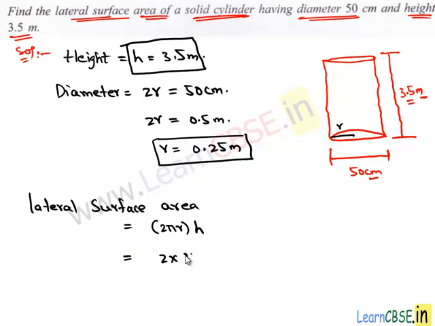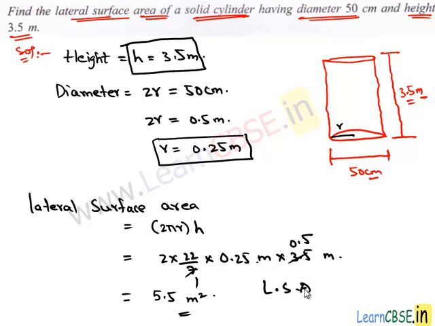Let's substitute their values. We have the value of pi, which is 22/7, and radius is 0.25 meters and height is 3.5 meters. If you look at the numerator and denominator, 7 is a common factor and 7 goes in 0.5 times, and we get the product of the numerator, that is 2 times 22 times 2.5 times 0.5 is 5.5, and here we have meter into meter, which is meter square. Therefore, lateral surface area of this cylinder is 5.5 meter square. And this completes our solution.